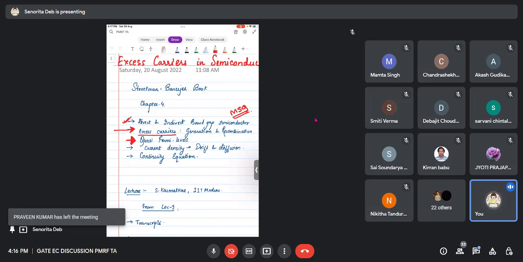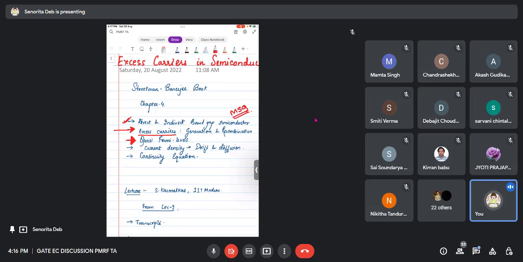Next is quasi Fermi levels, that is whenever there is this excess carrier kind of thing, your Fermi levels will be disturbed. Fermi levels are nothing but the energy level of your electrons or holes or the carriers. So they will get disturbed, and the questions from there come, that also we will see.